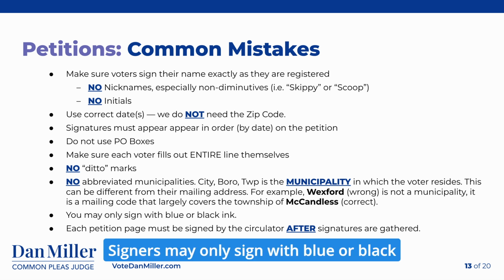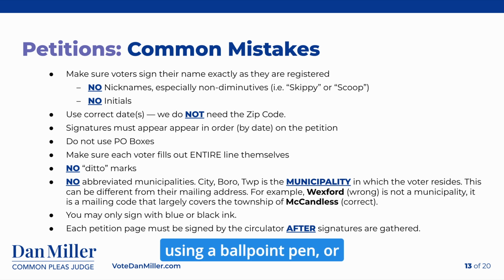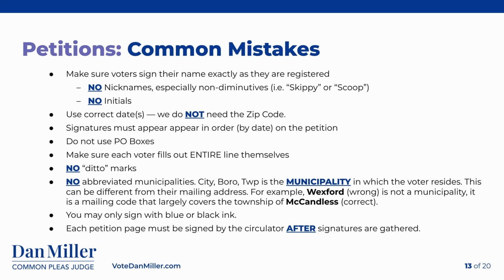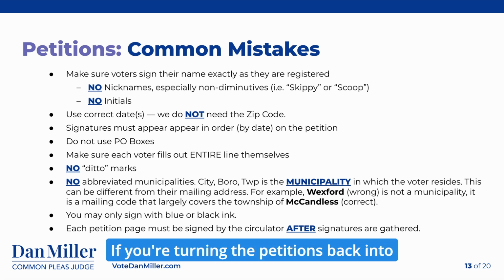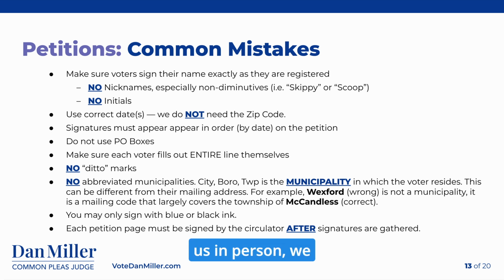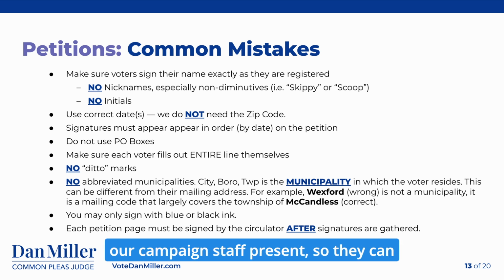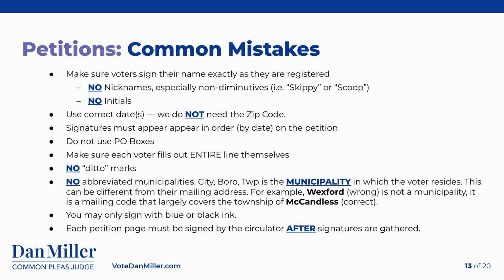Signers may only sign with blue or black ink, and we recommend using a ballpoint pen or some other type of ink pen that won't smear or smudge. When you've completed your circulation, whether you've gotten just one or two names or an entire sheet, the circulator must sign the petition page. If you're turning the petitions back into us in person, we recommend signing it with our campaign staff present so they can check it before you complete the petition.